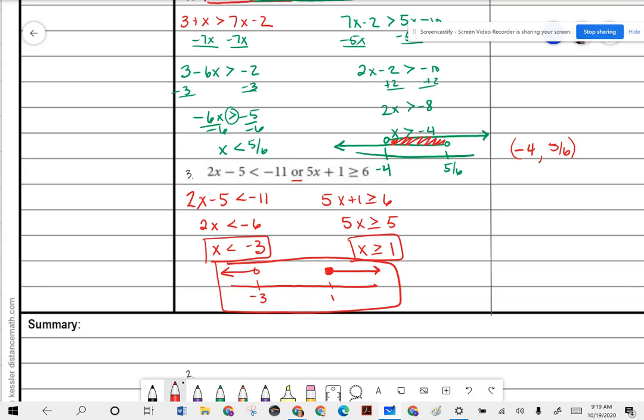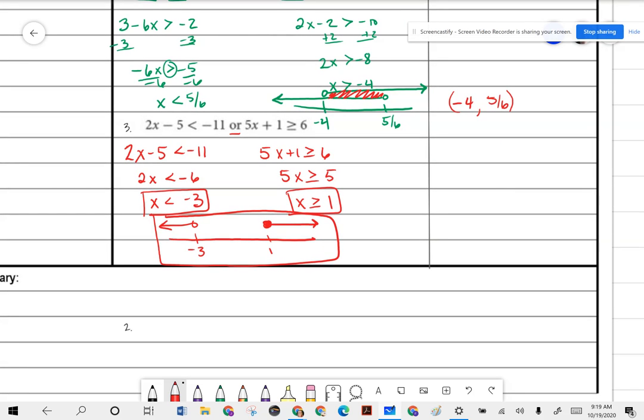So there are two separate graphs on here. So that kind of takes us to where we have two separate intervals. So for the first one, always go from least to greatest. So negative infinity to negative 3, union, pick back up at 1, which I'm having as a bracket because it's closed, and then parentheses.